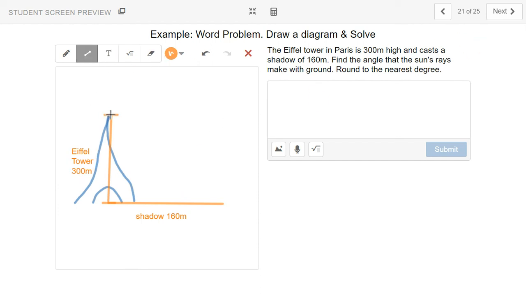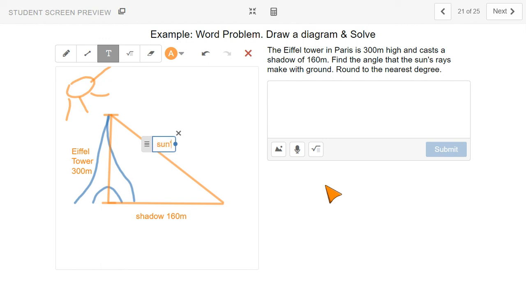Now the third side that we're going to create, this is from the sun. So the sun's rays are shining down and it creates a shadow. So this one is our ray. Find the angle that the sun's ray makes with the ground. Now the shadow is on the ground, and here's the sun's ray. These are two sides, and the one that's in between is the angle that we're interested in.